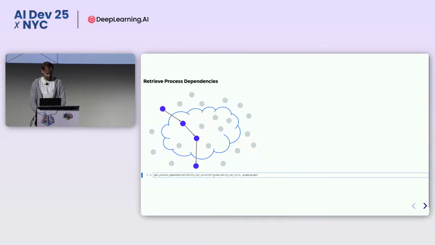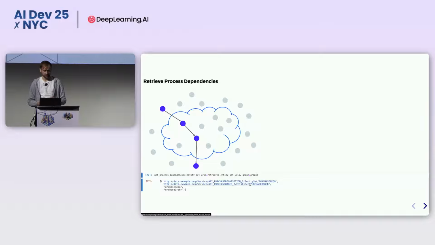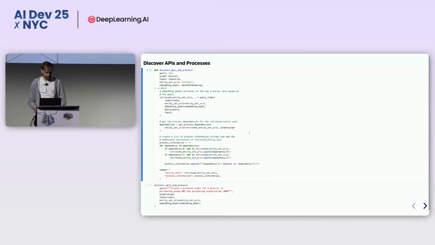Okay, so I'm now doing just that. Here I'm putting in the list of APIs that we got from the vector retrieval, and I'm running this function, which basically wraps a query against the knowledge graph that gets out all the incoming and outgoing edges that represent processes. Okay, so for our example APIs, we get just one example edge that points from purchase requisition to purchase order.